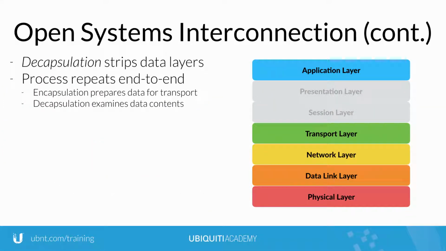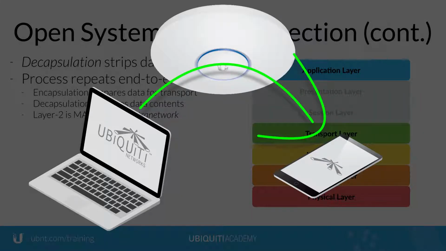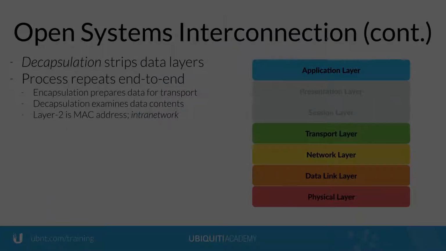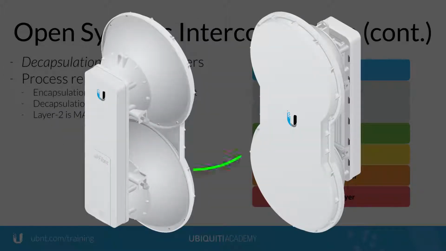At Layer 2, data moves between nodes according to MAC addresses. This is commonly understood as intranetwork communication or local segment communication, like when a host communicates over a Ubiquity AP or switch to reach another host, but also when data moves across direct links, like two peered internet routers linked at a data center, or a point-to-point Ubiquity radio link.